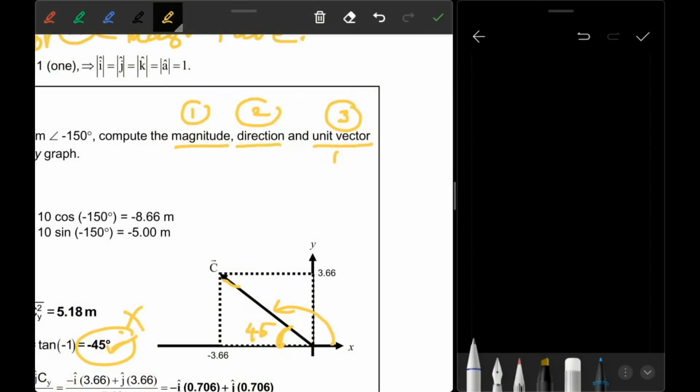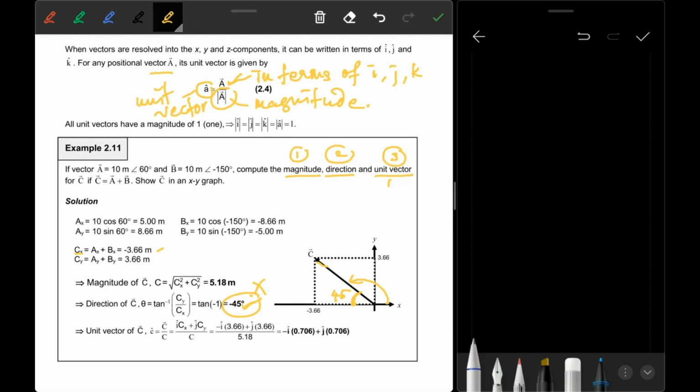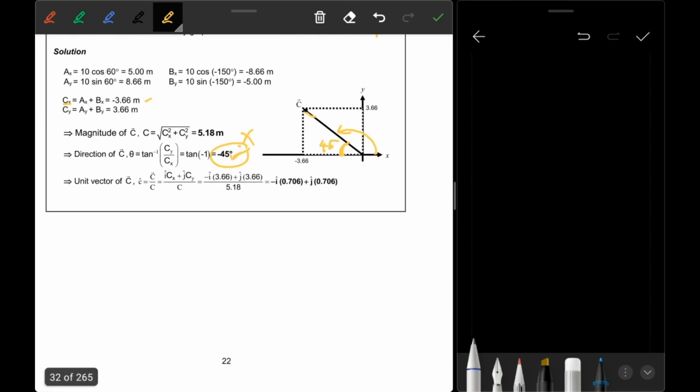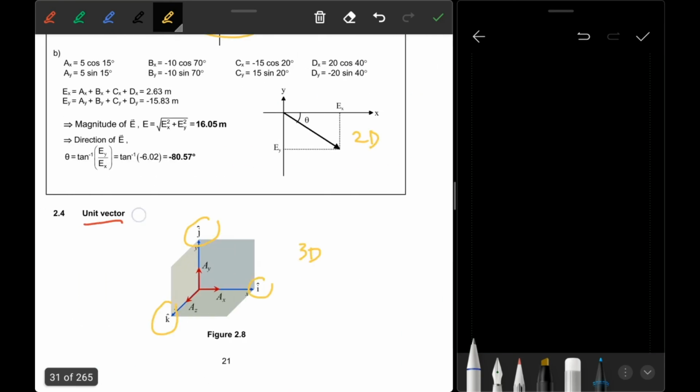After this, let us see the notes. For vector multiplication, it's good news. It's not in our syllabus. So you don't have to learn about vector multiplication. I will not teach you about it, but if you want to know more, you can study it yourself. Our syllabus only stops at unit vector.